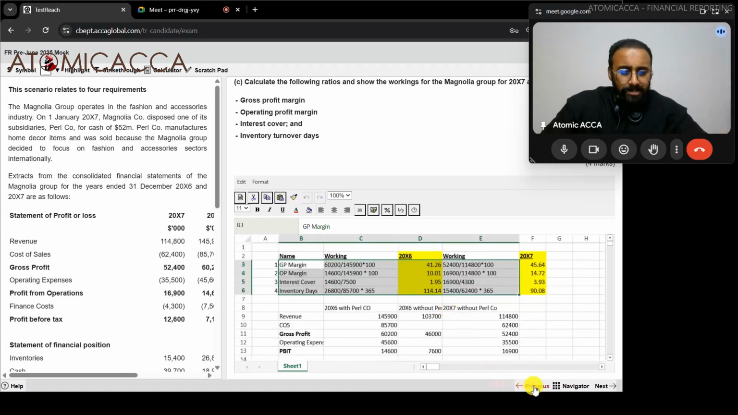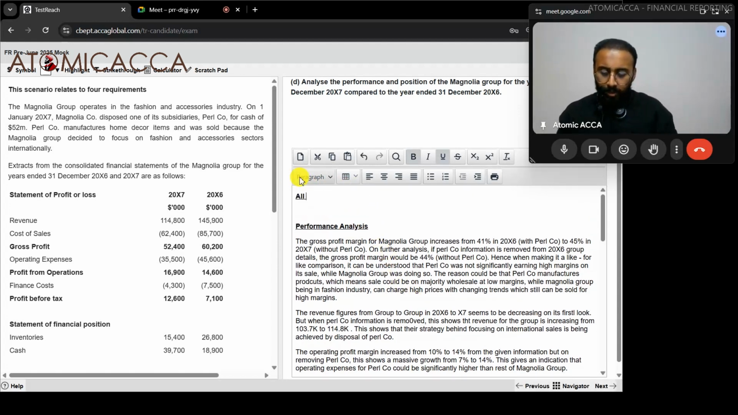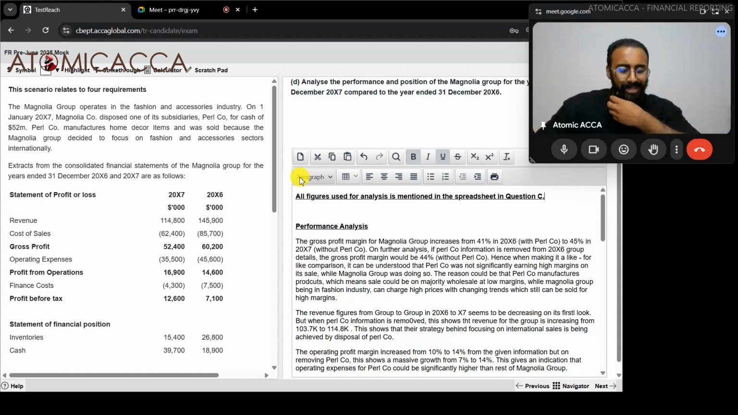They asked us only to do these, but we took up some extra information to boost our analysis. We can write over here as well, like a first liner. You can just say maybe all figures used for analysis are mentioned in the spreadsheet in question C. So the examiner knows that I'm not bluffing the numbers. They can also just cross-refer it from there.